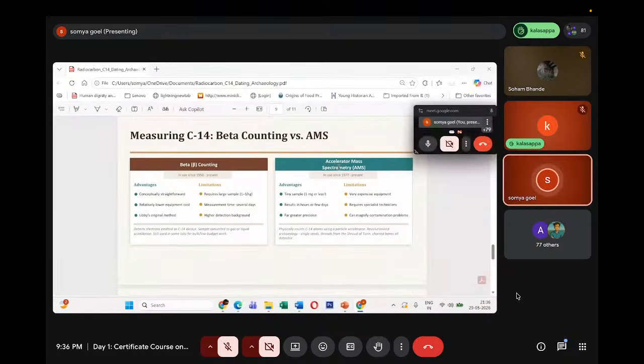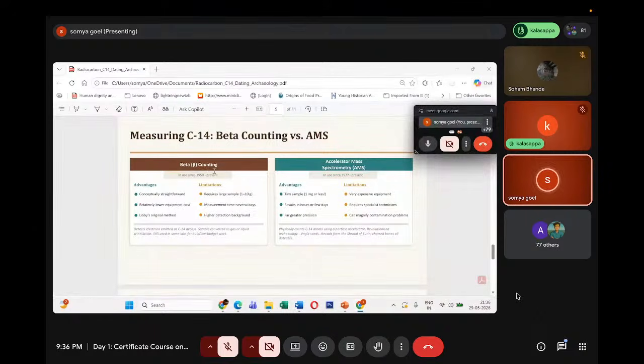Now coming to the actual measuring part. So how do we actually measure carbon 14? Now we get this sample at a lab, right? We have two methods of calculating the carbon 14. One is beta counting and the other is accelerated mass spectrometry, AMS.